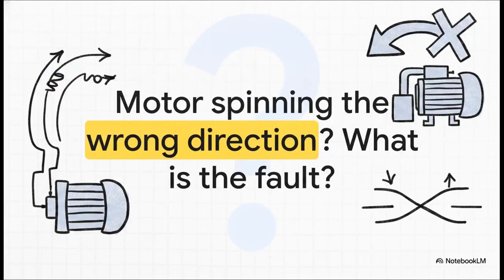Okay, let's pause for a quick field check to test our understanding. Imagine you're out commissioning a brand new three-phase motor at a job site. You power it up, but instead of driving the pump forward, the shaft is spinning backward in the completely wrong direction. So based on what we just learned about how three-phase power operates, what do you think is the most likely wiring fault that happened during installation?